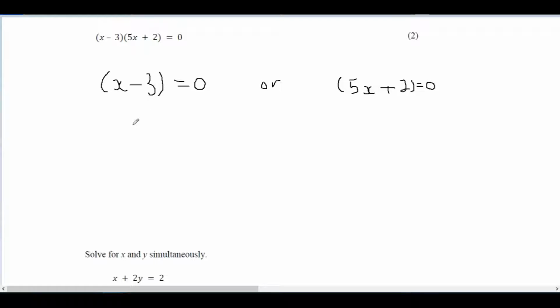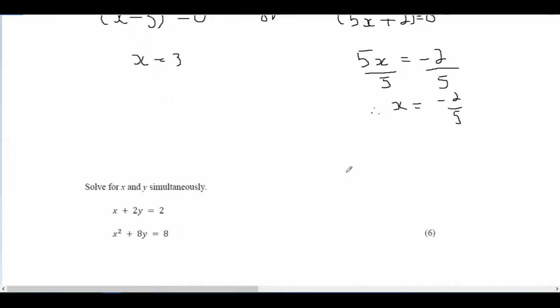So what we do, we just add 3 on both sides, so we're going to be left with x = 3. Over here we're going to minus 2 on both sides, so we're going to have 5x = -2. Divide both sides by 5, so we can get x by itself. Therefore we have x = -2/5. There we go. Easy 2 marks.